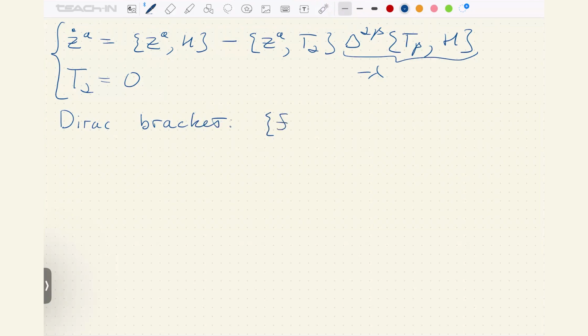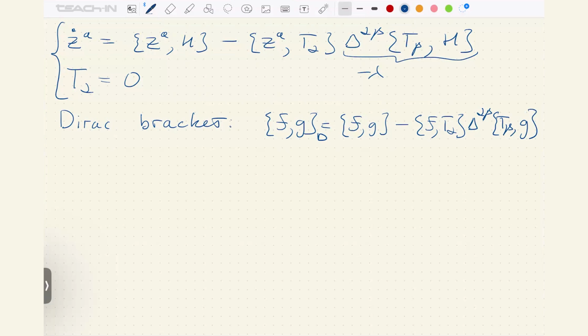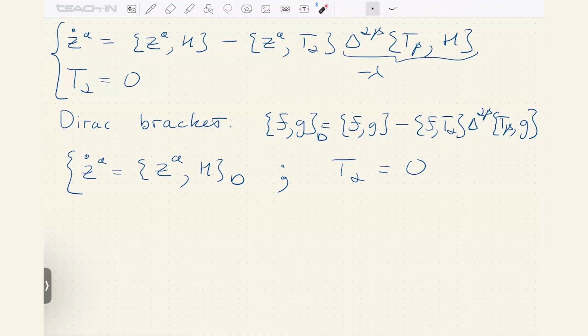By definition, the Dirac bracket of two functions f and g, denoted like this, is just the Poisson bracket minus a correction. Right, so our first equation, now our system can be written as z dot a is the Dirac bracket of z a with h, and the second equation remains the same, T alpha is zero. So finally we got again almost a Hamiltonian system, because these look exactly like Hamilton equations, right?